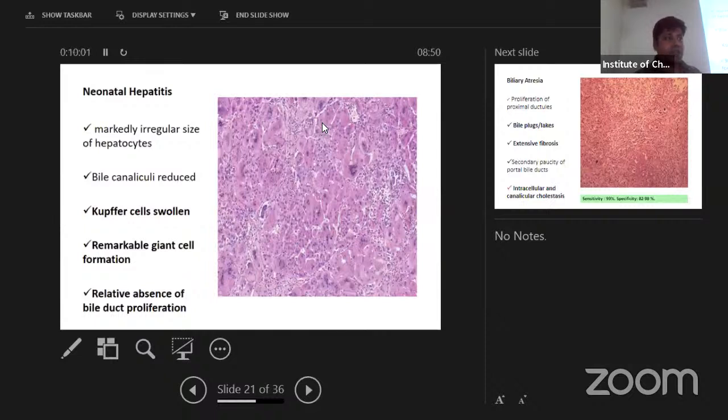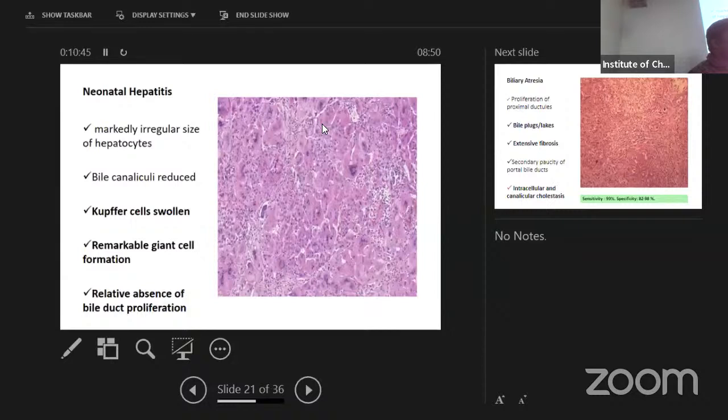These are the hepatocytes. Multiple hepatocytes. The large swollen cells. Loss of lobular architecture, that is the most important thing that differentiates hepatitis from others.